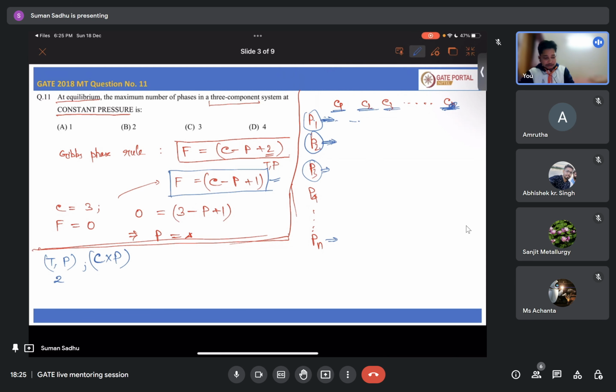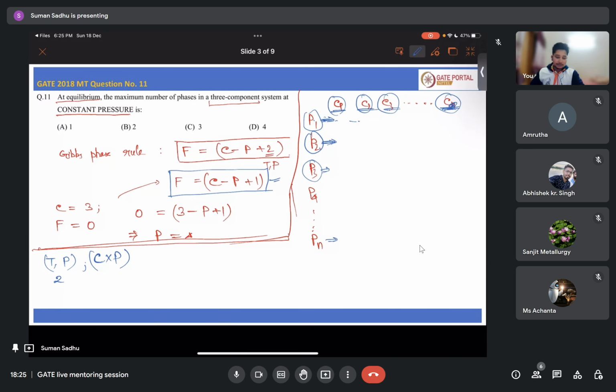So that means you have to give the composition of all the phases. It is not like you have to give the average composition. Are you getting my point? However many phases there are, you have to give the composition of those phases. So how many composition variables are there then? P into C, right?